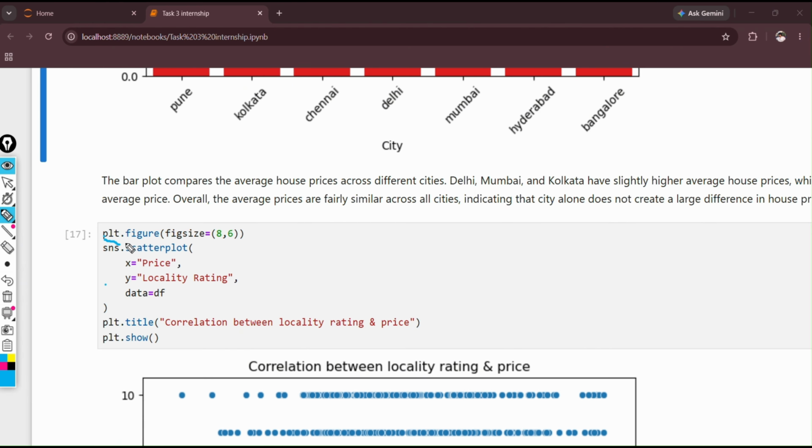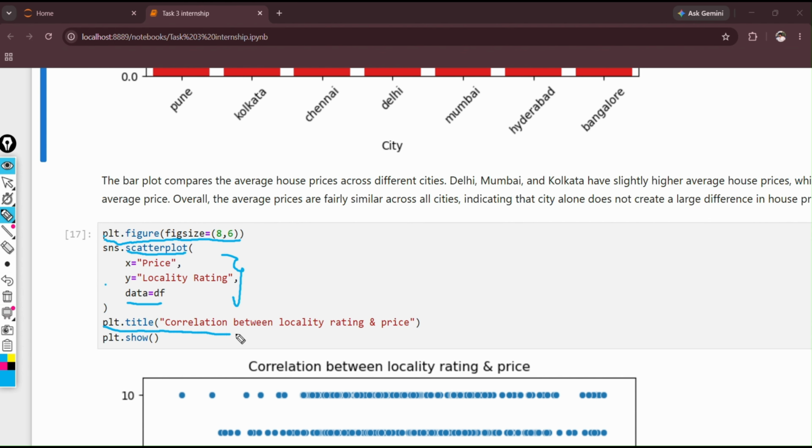Again, plt.figure(figsize=(8,6)) sets the width of the graph to 8 inches and the height to 6 inches. Next, I am using Seaborn's scatterplot function. A scatter plot is used to study the relationship or correlation between two numerical variables. Here, price is placed on the x-axis and the locality rating is placed on the y-axis. Each blue dot represents one house in our dataset. The data=df parameter tells Seaborn to use the data frame named df.